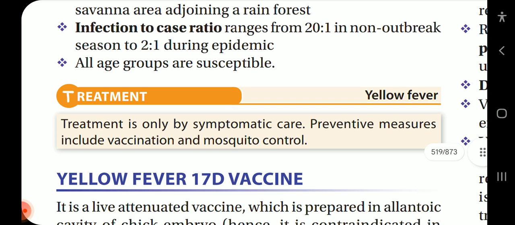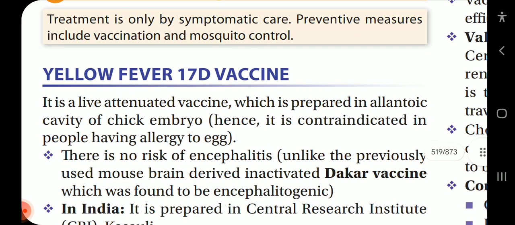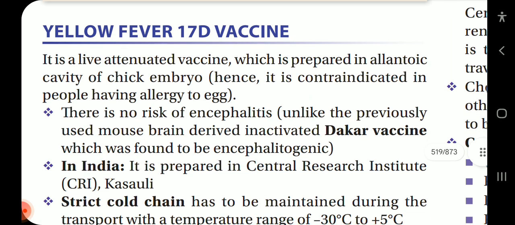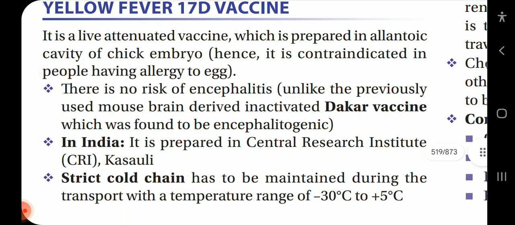Treatment. Yellow fever treatment is only by symptomatic care. Preventive measures include vaccination and mosquito control. Now comes an important topic, yellow fever 17D vaccine. It is a live attenuated vaccine which is prepared in allantoic cavity of chick embryo. Hence it is contraindicated in people having allergy to egg.